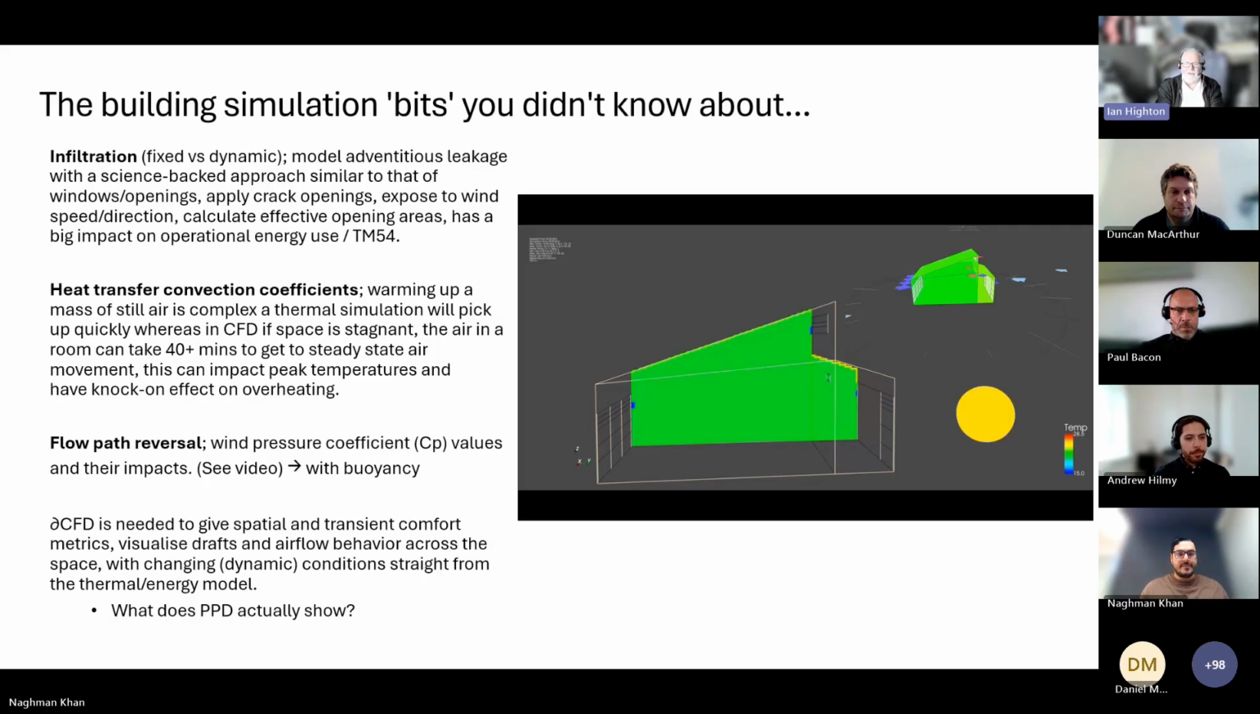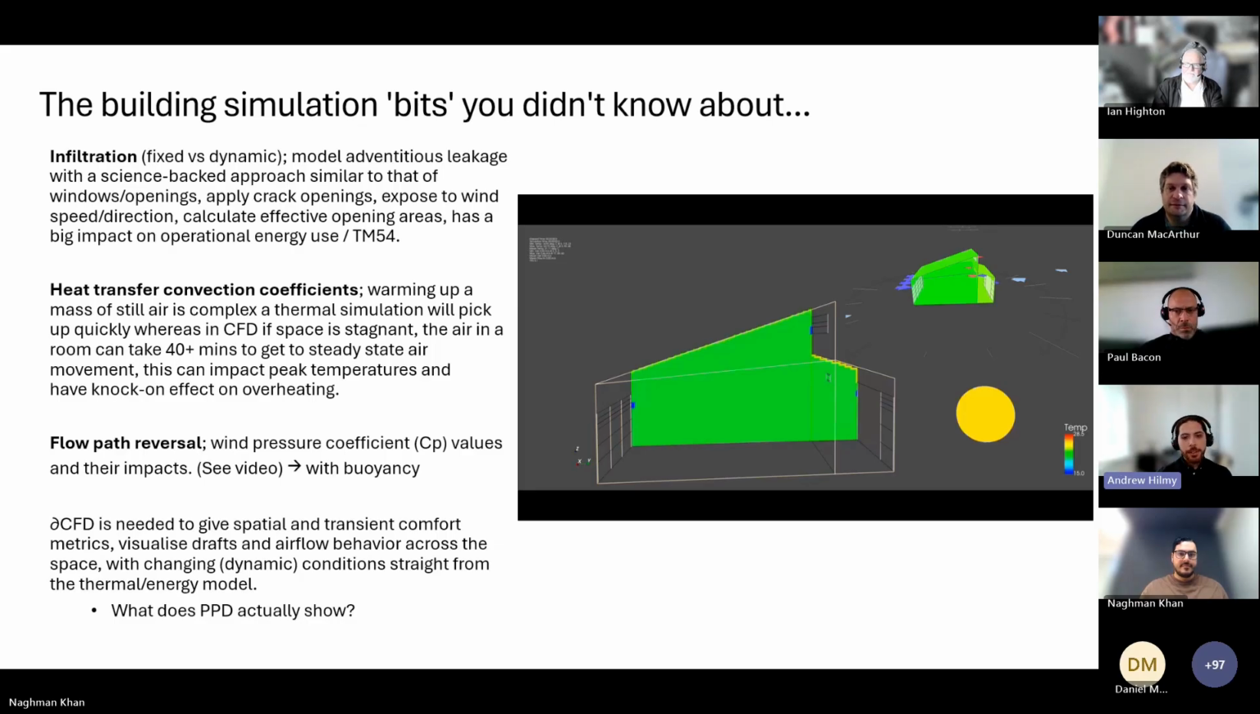I'm going to hand over to Andrew now for this flow part. Just to give you a visual, Nagman, feel free to play the video there. It's an illustration of some of the things that you can see with the CFD that you might be missing out on from just looking at building simulator results.